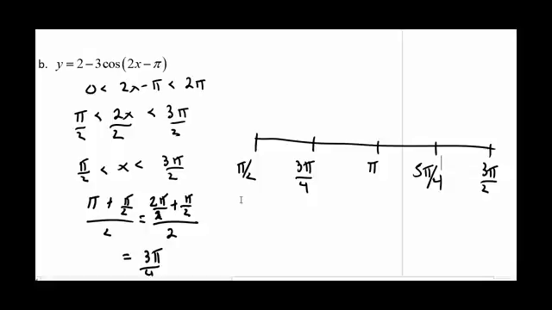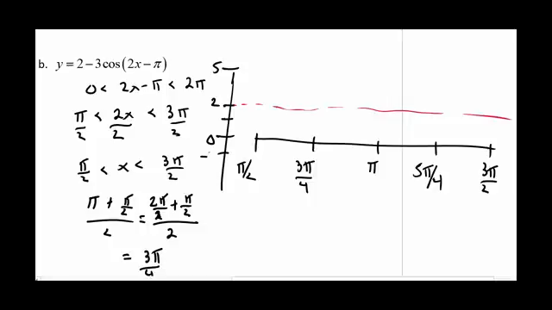Then I've got a vertical translation of 2. So here's 0, and I'm going to go up to 2. And there's my new middle. And I want to go up and down 3 from it. So I'm going to go all the way up to 5 and down to -1.